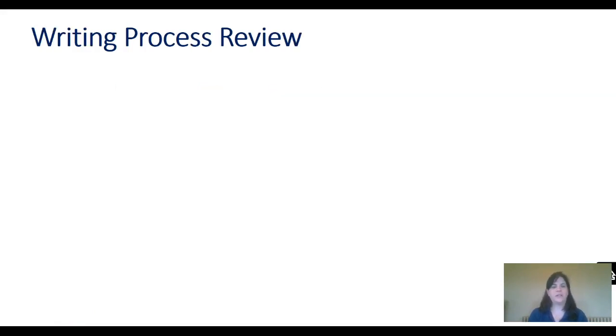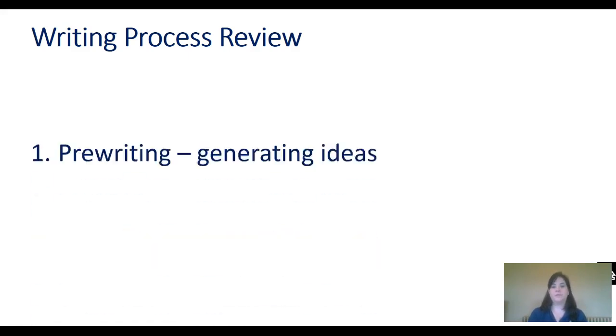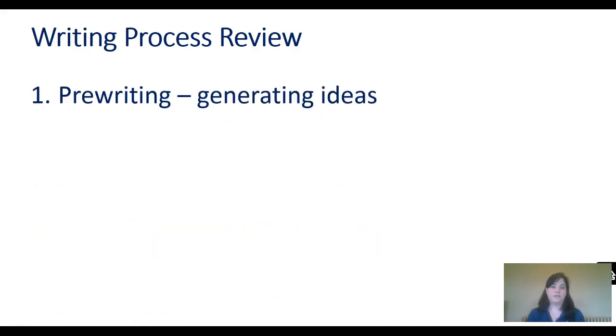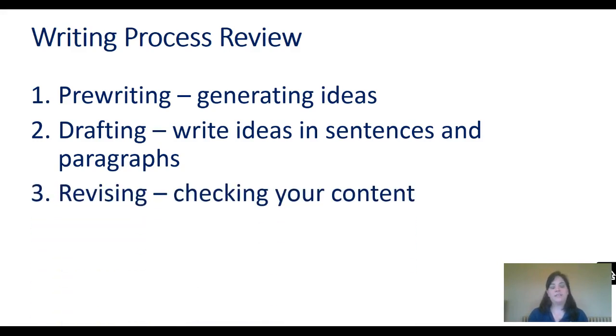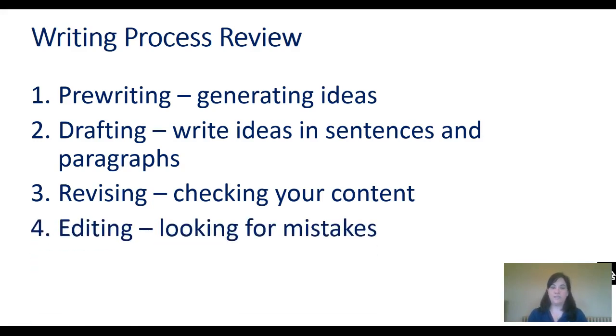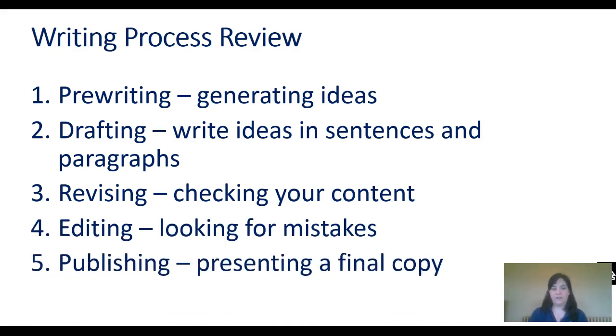Let's also review the writing process. There are five steps to the writing process. The first step is pre-writing, which is generating ideas about your topic. The second step is drafting, where you write your ideas and sentences in paragraph form. And the third step is revising, which is checking over your content, which is what we'll be discussing today. And then you edit and look for your mistakes, and then you publish to present a final copy.